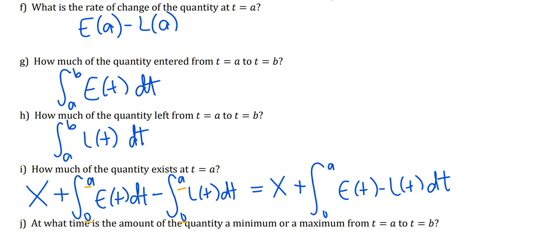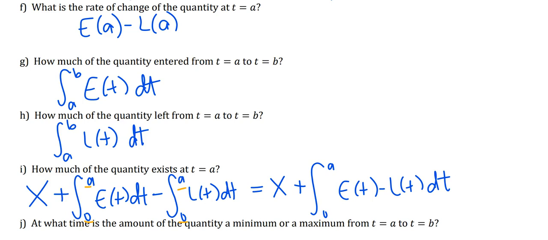All right, last one, part J. At what time is the amount of the quantity a min or a max from time t equals a to time t equals b? Do we know what theorem this is? This is EVT, extreme value theorem. So we know that we are guaranteed a min and a max if we're on a closed interval, which we are, a to b, and if we are dealing with a continuous function, which we are going to assume that we are. So when we want to find an absolute min or max, what do we do? We make a table. And what do we put on the left side of that table? We put our critical points and our endpoints.